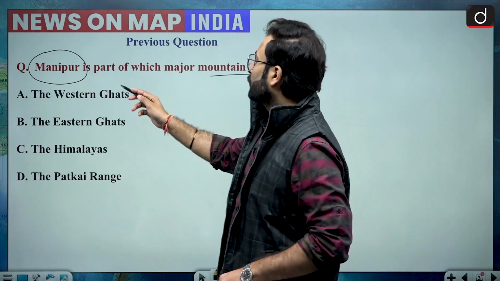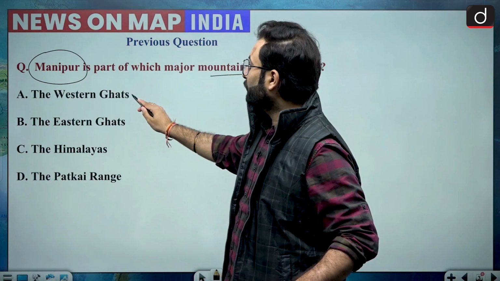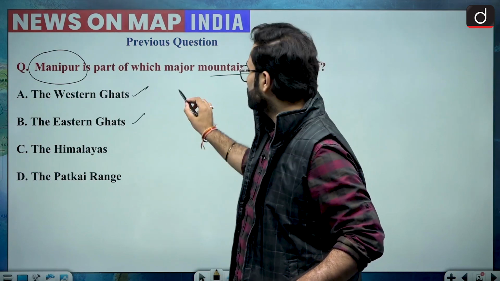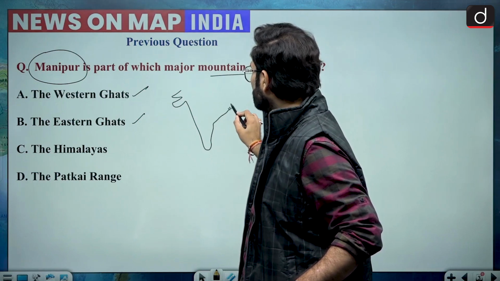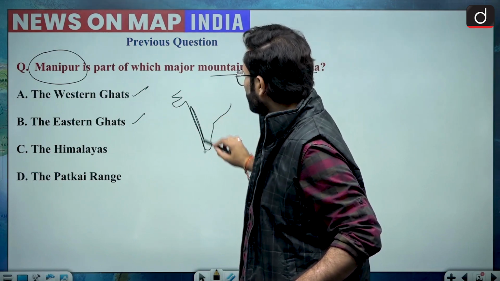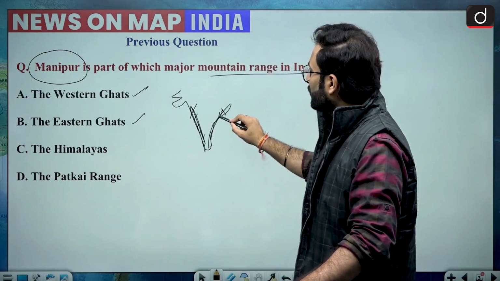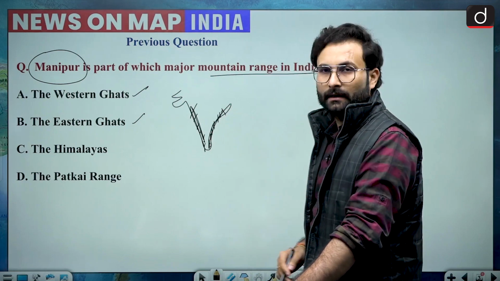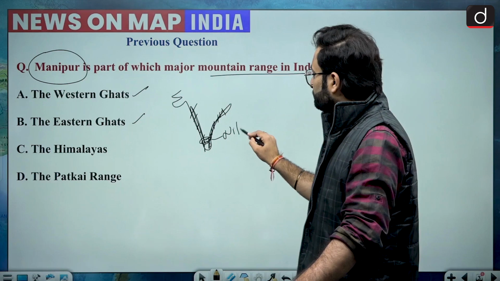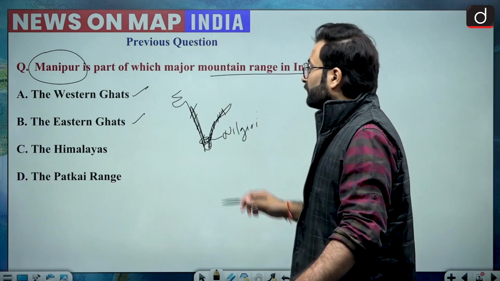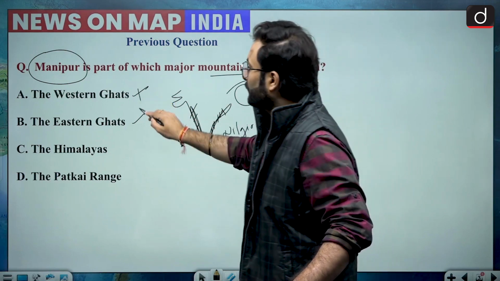So when we are talking about the location of Manipur, it is in the northeastern region of India. So when we talk about Western Ghats and Eastern Ghats, that is irrelevant because here you can see this is the location of your Western Ghats. These are your Western Ghats and these are your Eastern Ghats. So these are in the peninsular India. They converge somewhere here and that is Nilgiri. But we are talking about the Manipur region, that is northeastern parts of India. So that is why we can eliminate these two.